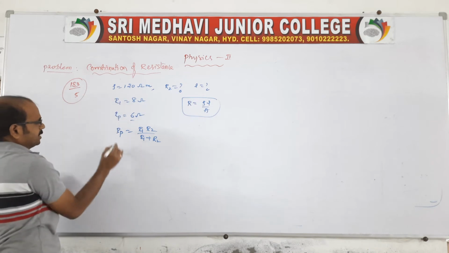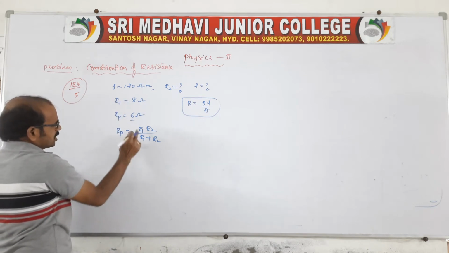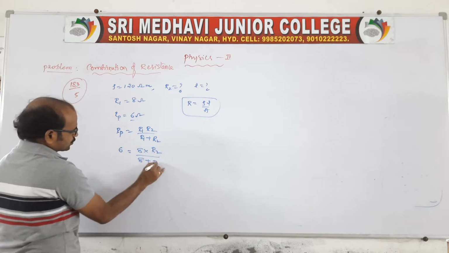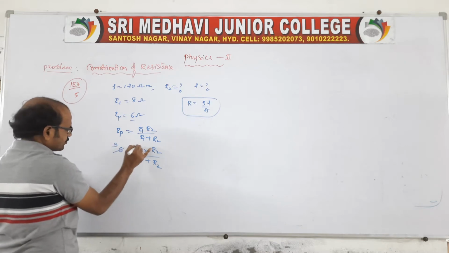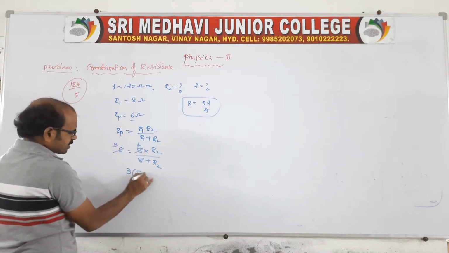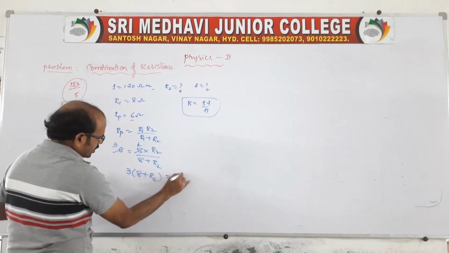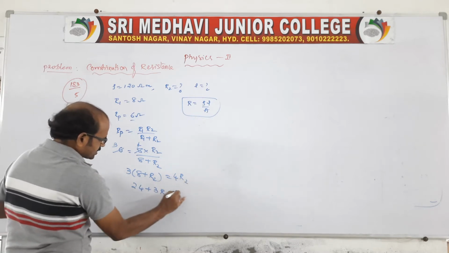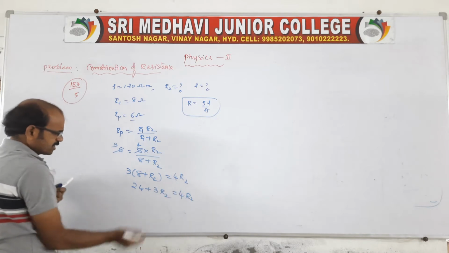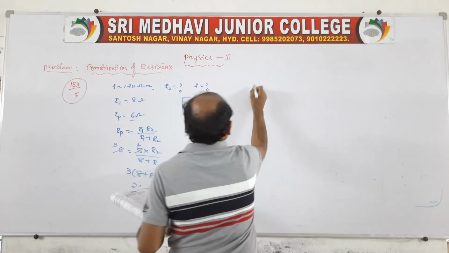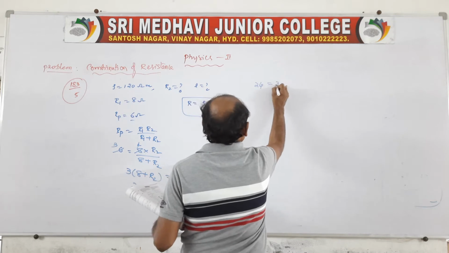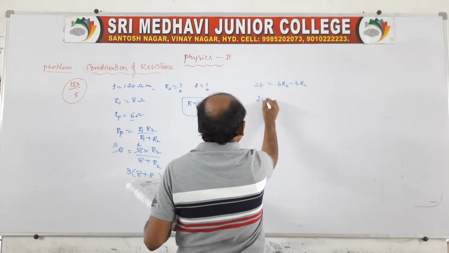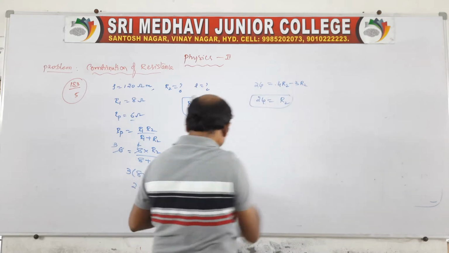So here first you find R2. Rp is 6 ohm, R1 is 8 ohm, R2 we need to get: 6 is equal to 8 R2 by 8 plus R2. It is 3 times, it is 4 times. So 3 times 8 plus R2 is equal to, cross multiply, 4 R2. 8 threes are 24 plus 3R2 is equal to 4R2. Take that to the other side: 24 is equal to 4R2 minus 3R2. So 24 ohm is the R2 value.